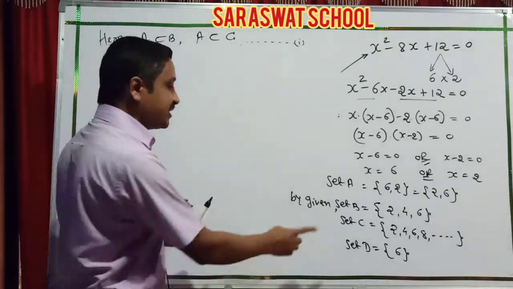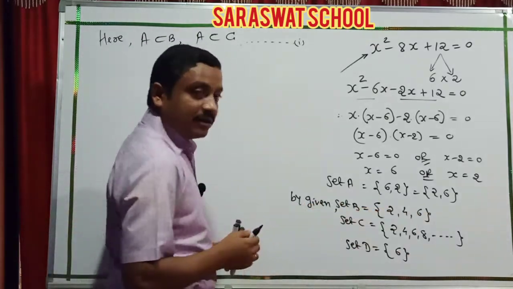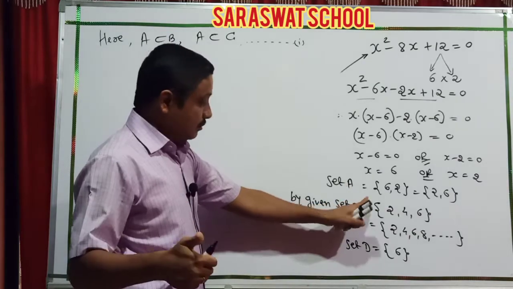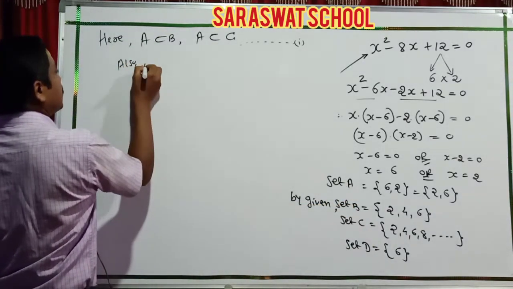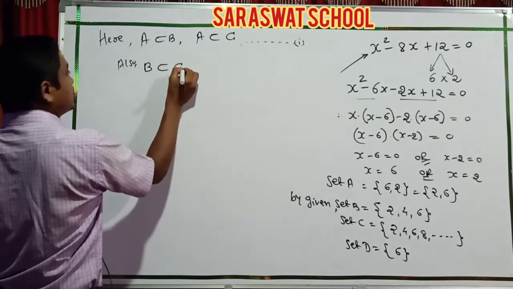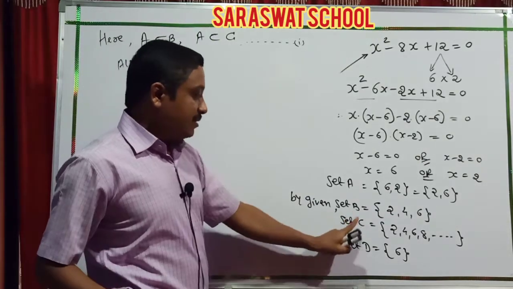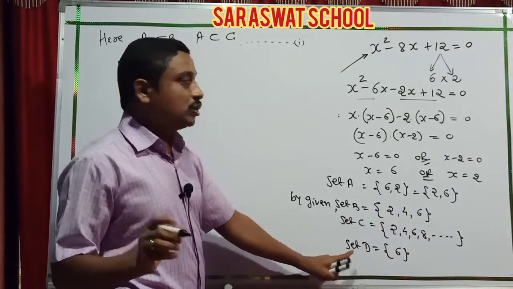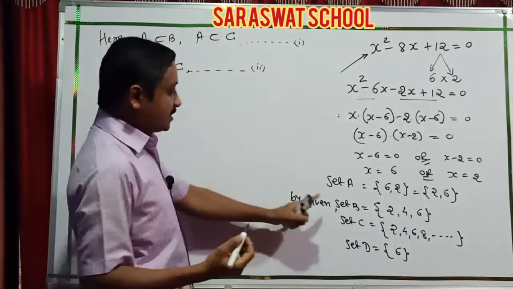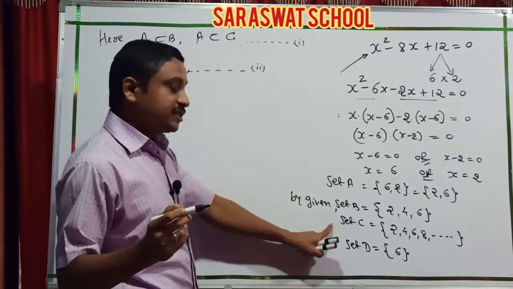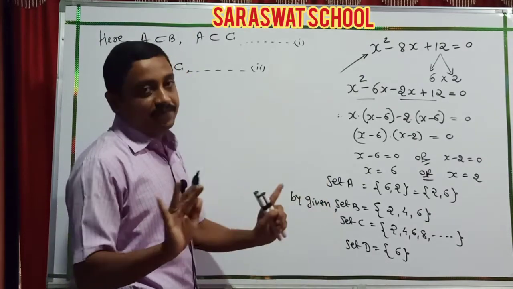Now I check the B side. 2, 4, 6 present in A? No. Present in C? Yes. So B subset C is true, students. Check again, B present in D? No. So this criterion is also done. Statement number 2: B is not a subset of A, B subset C is true, B is not a subset of D.